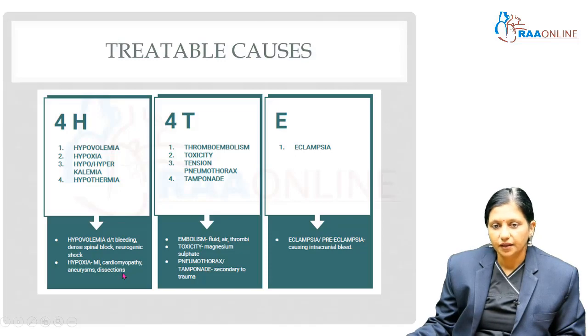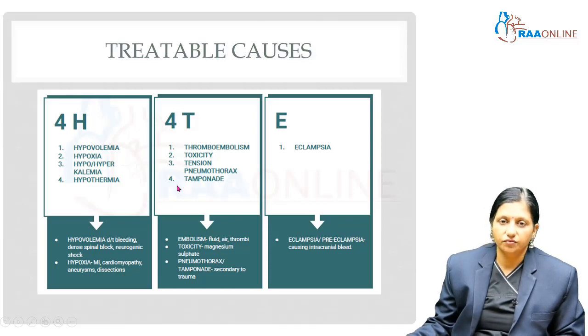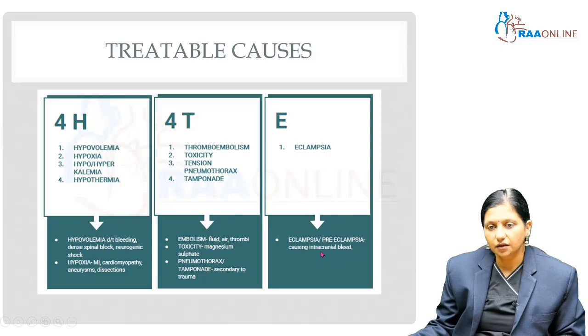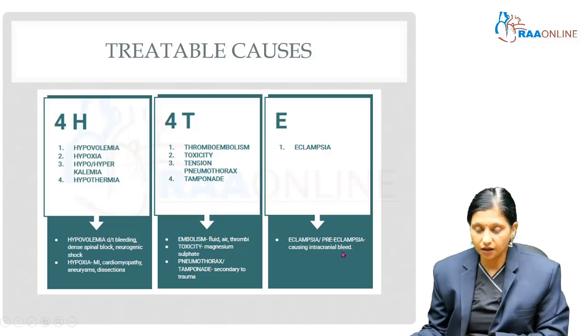Among the 4T causes of maternal collapse, we have thromboembolism, toxicity, tension pneumothorax, and cardiac tamponade. Embolism can be fluid or thrombi. Toxicity is usually because of magnesium sulfate toxicity, and pneumothorax or tamponade can be secondary to trauma or road traffic accidents in pregnancy. And eclampsia is a cause specific to pregnancy, and it can lead to intracranial bleed and maternal collapse.